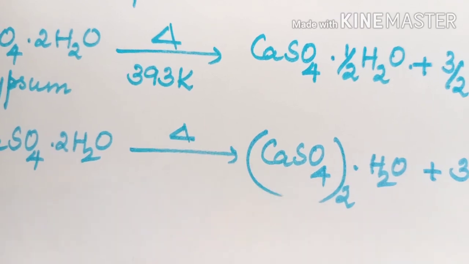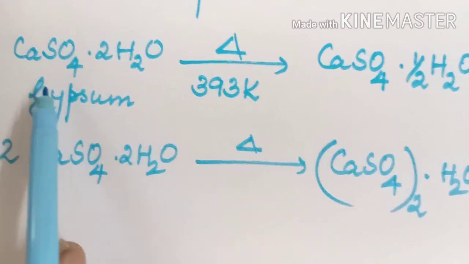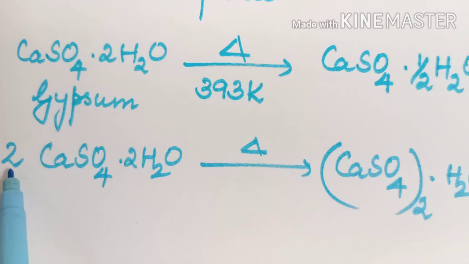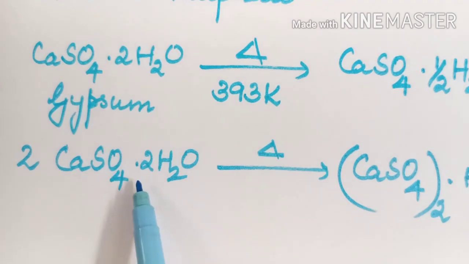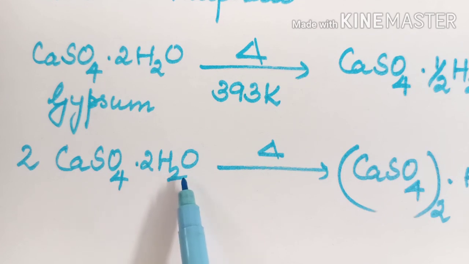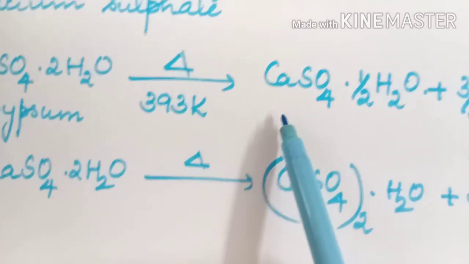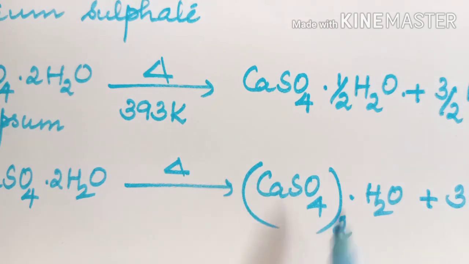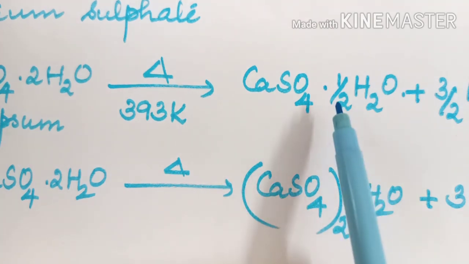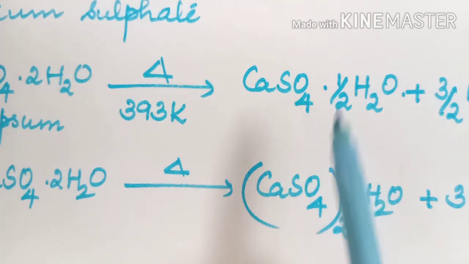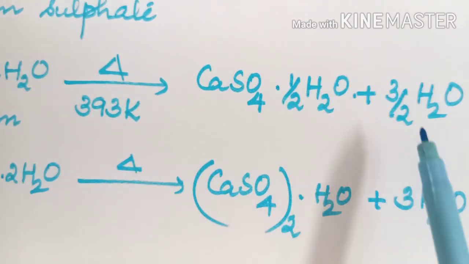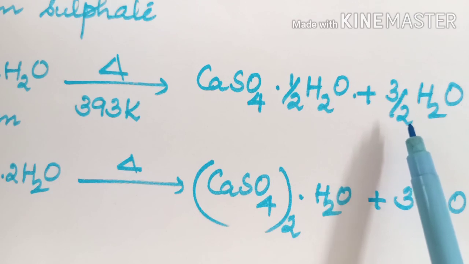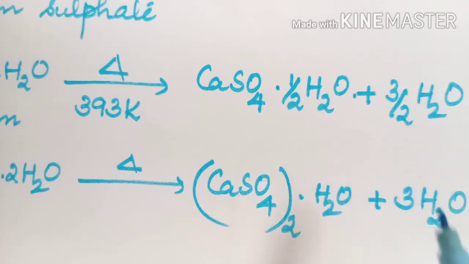So here, on multiplying the above equation with 2, you have 2 times CaSO4 half H2O giving CaSO4 2 times 2 into half, that becomes 1 H2O, and plus 3 by 2 into 2 times water, so that becomes 3 H2O.